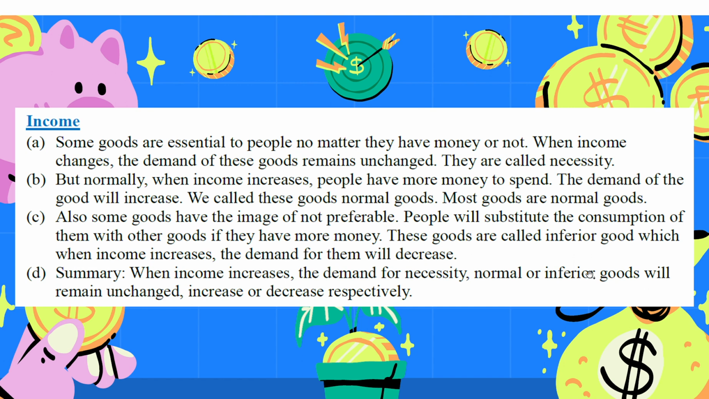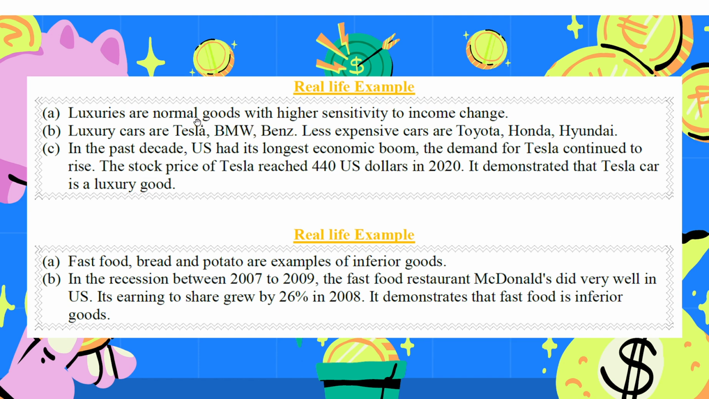What's missing? Luxury. When income increases, the demand for luxury will increase more, because we have enough extra money to buy it. So we can say luxury is a super normal good. It's my invention, so don't write it in the IBDP. Just say luxury. Luxury goods are normal goods with higher sensitivity to income changes.